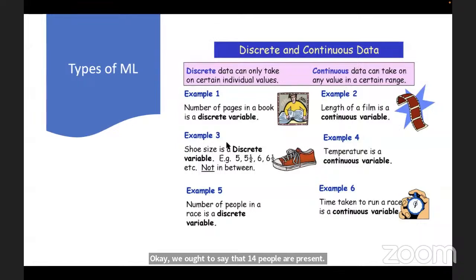Whereas with continuous values, the height of people we can say 5.3 inches, 5.4 inches and so on. Temperature is continuous data. Length of a film is continuous data. So this is the difference between discrete and continuous data.